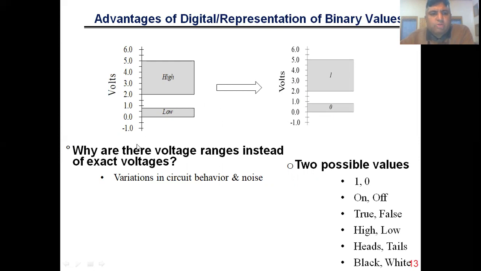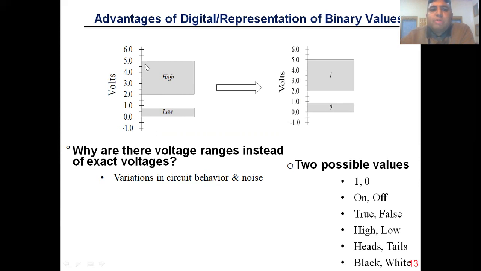First question is, why are there voltage ranges instead of exact voltages? Why have we used 2 volt to 5 volt as logic high? Why haven't we used just a single value of voltage, let's say 5 volt as logic high and 0 volt for logic 0? The answer to this question is that when we design a digital circuit, or a circuit which provides us with these logic circuits, there is some variation or noise, or we can say fluctuations in the circuit.